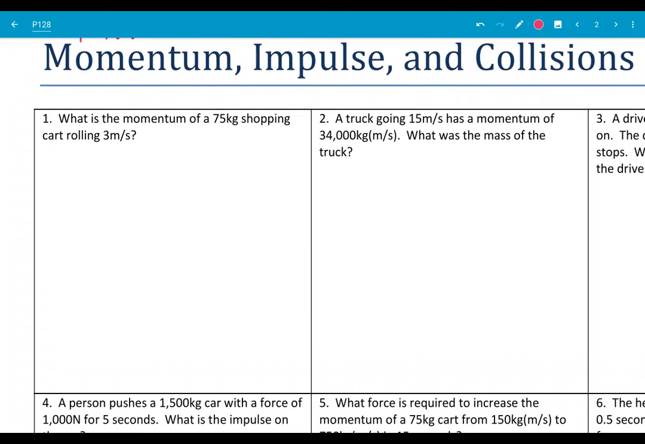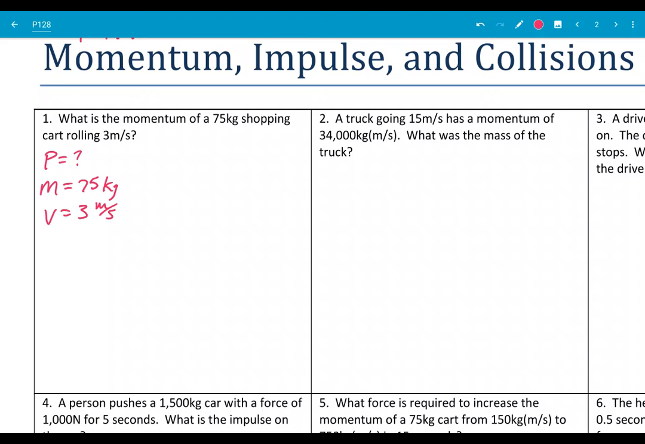All right, so let's see here. Question number one, it says, what is the momentum of a 75 kilogram shopping cart rolling 3 meters per second? So we write down P equals question mark, M equals 75 kilograms, and V equals 3 meters per second.